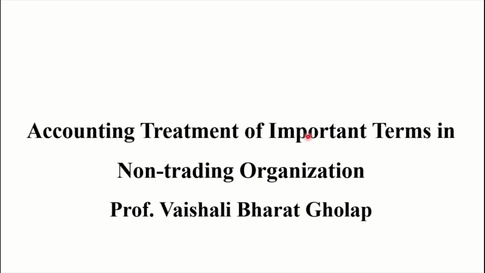Hello friends, in this video we are going to see accounting treatments of important terms in non-trading organization. It will help to understand the final accounts of non-trading organization. There are three types of final accounts of non-trading organization: receipt and payment account, income and expenditure account, and balance sheet. These important terminologies will help to understand the final accounts of non-trading organization. It is also called a non-profit organization.